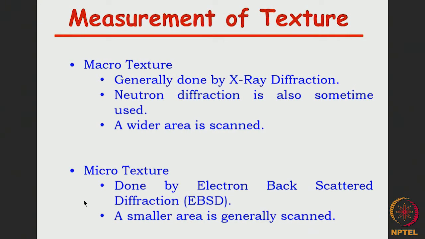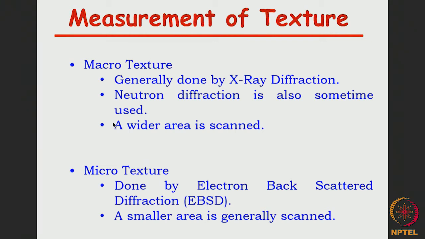Now, we come to the measurement of texture. When we talk about the measurement of texture, we distinguish between what is known as the macro texture or macroscopic texture and the micro texture or microscopic texture. Now, what is macro texture? In this particular method, we generally use X-ray diffraction to measure the texture, and sometimes when the grain size is rather large, neutron diffraction is also used. Now, in this method, we scan quite a wide area of the sample, so that the texture data is representative of the whole sheet material.